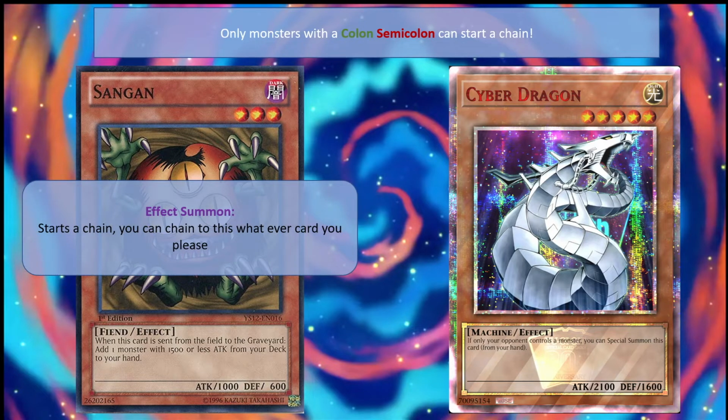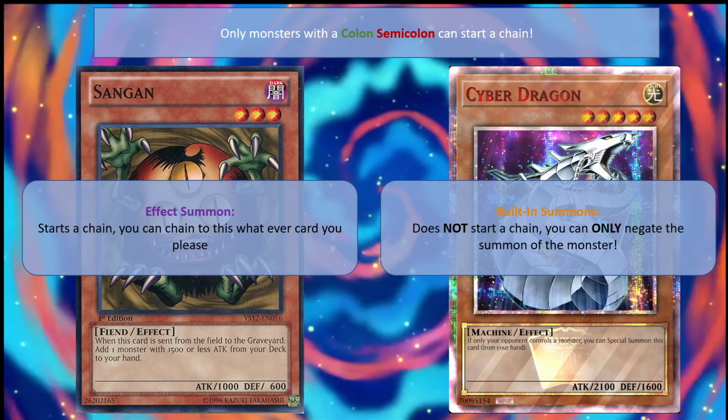So effect summon starts a chain, so that means you can chain to it whatever you want. If you have a spell trap, chain it. If you have a monster effect, chain it. If you have a graveyard effect, chain it. You can chain to this. The link is open so you can chain.